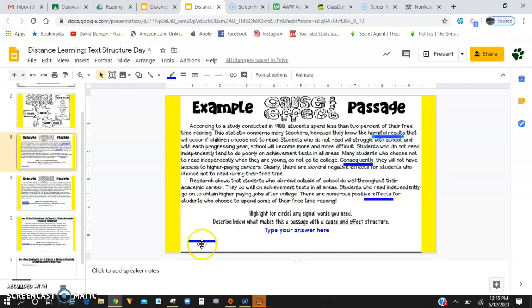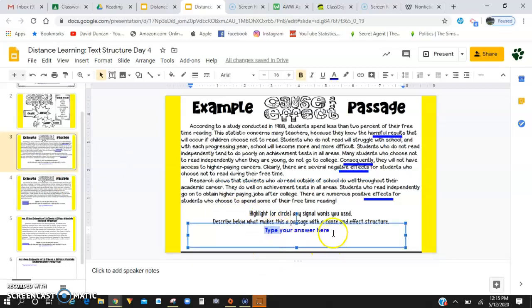And last but not least, there has to be at least one more. I'm assuming there is. Who choose not to read independently are young, will not have. There are several negative. Oh, another effects right here. Negative effects. Okay, there we go. Type your answer about what makes this a cause and effect text structure.